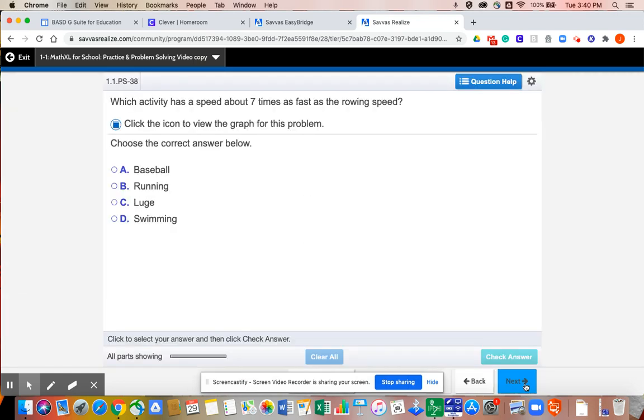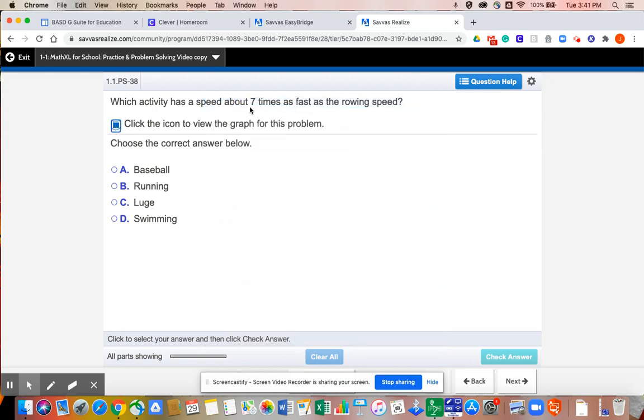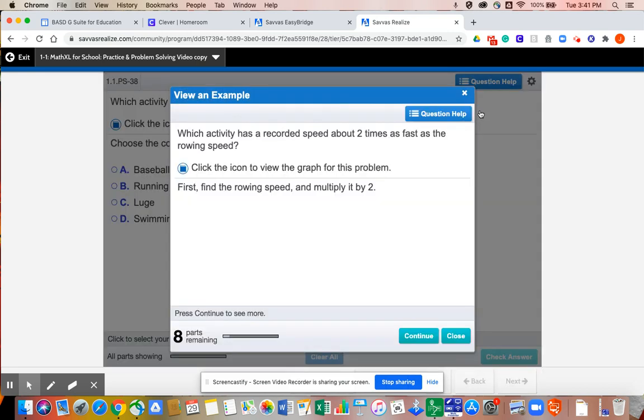Next question. Okay, this one, which activity has a speed of about 7 times as fast as the rowing speed? So it says click icon. First thing I look here is, what are they talking about? There's a click icon to view the graph. So I got to click that. There's my graph. So if I go back, it says 7 times as fast as rowing. And I'm going to say, okay, you know what? That helped me solve. Let's view an example this time.